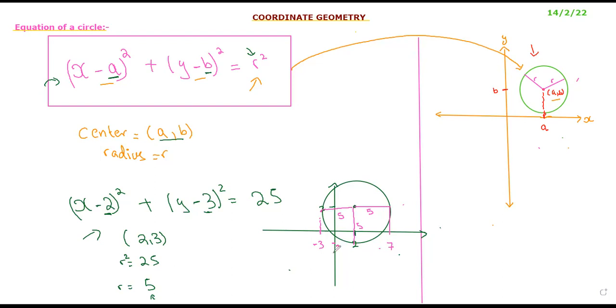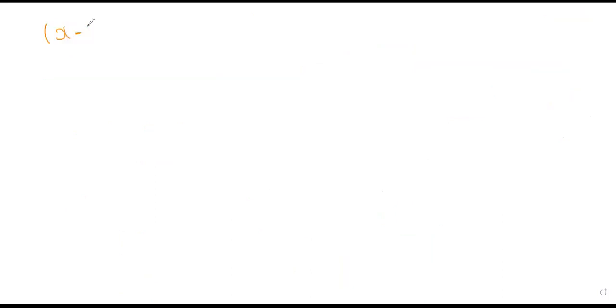Did you understand the plotting? No? Okay. All right. Let's talk about an example over here then. Acha. I am telling you that we have (x minus 2) whole square plus (y minus 3) whole square equals 25, right? This is the equation of a circle.